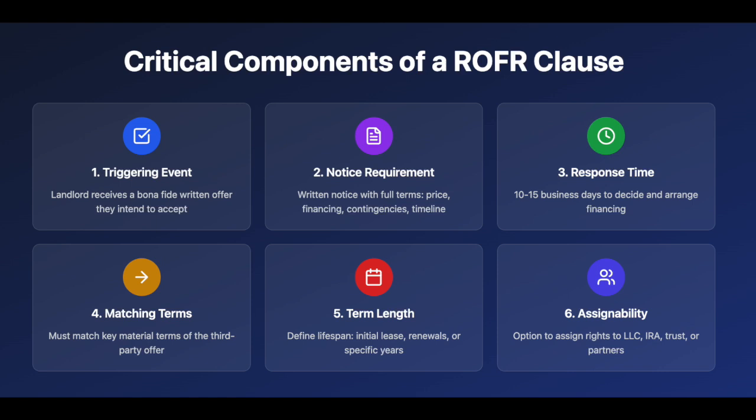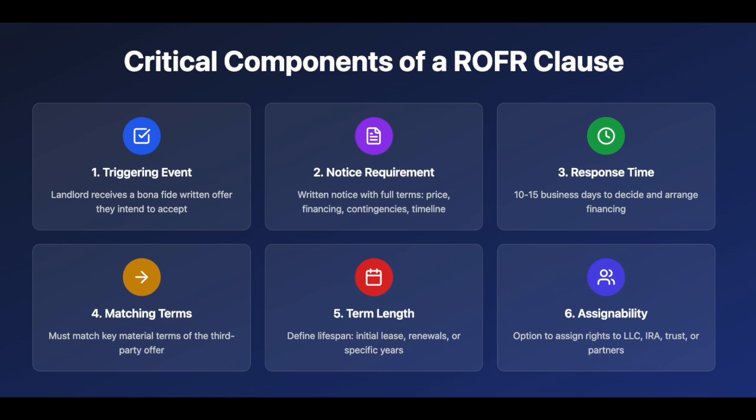Yeah. You need to define its lifespan. Does it only last for the initial lease term? Does it automatically renew if the lease renews? Can you negotiate it for a specific number of years, say 5 years, regardless of lease renewals? If you think this is a long-term play, you want that ROFR to last as long as possible.